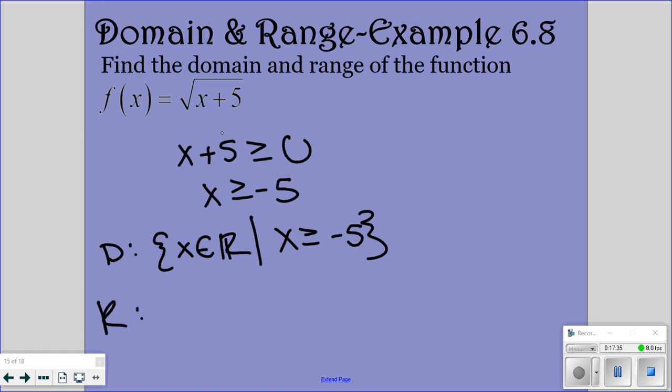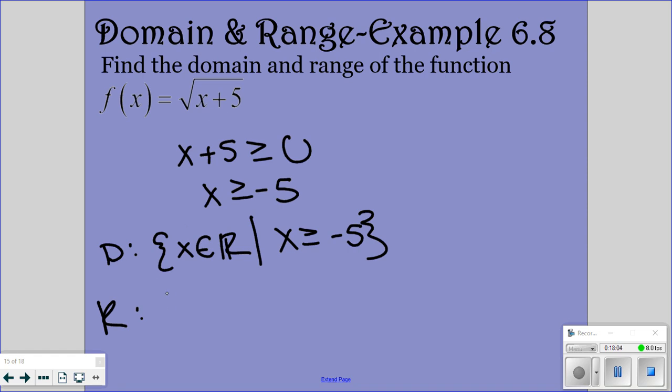For your range, those are your y values. What kind of numbers do we get out using our calculator when we plug in the square root of any number? Square root of 0 would give you 0. Square root of 1 gives you 1. Square root of any positive number is going to be a positive number. We can't have negative numbers under here. We can plug in -4 because -4 plus 5 gives us a positive number. But we can't do the square root of -1.